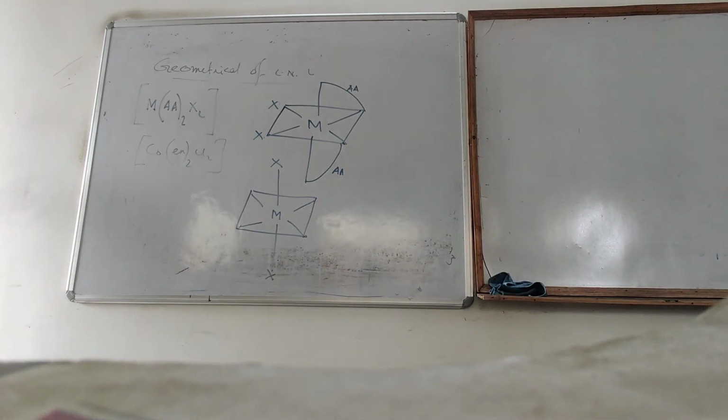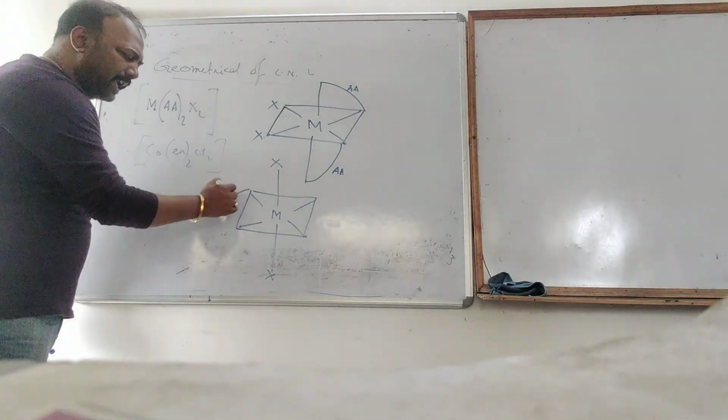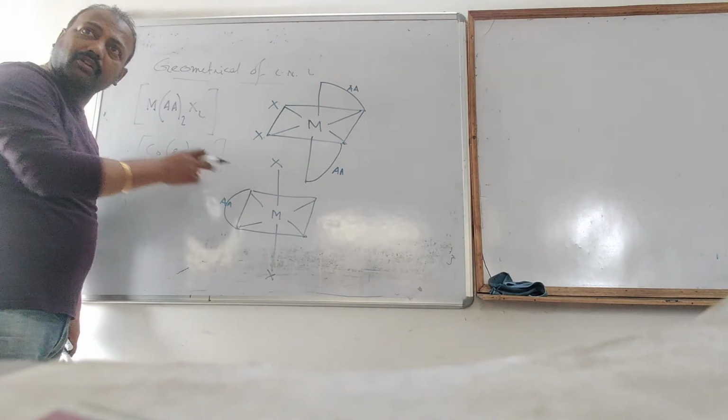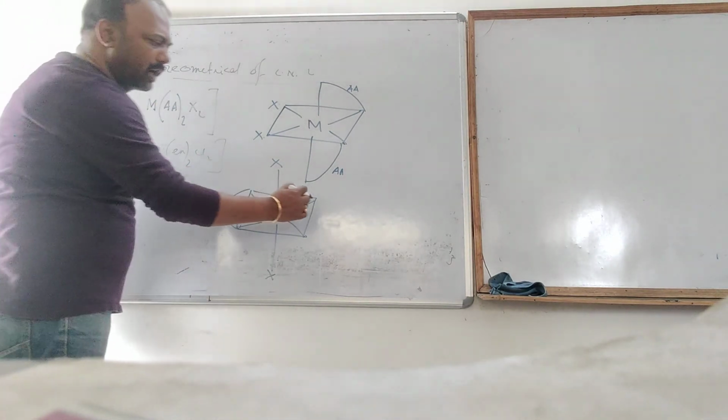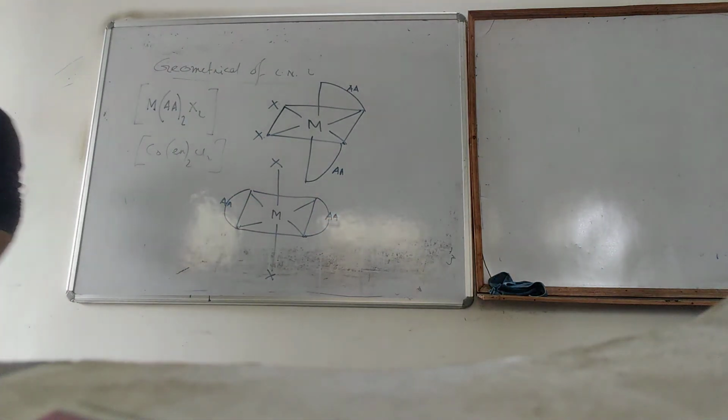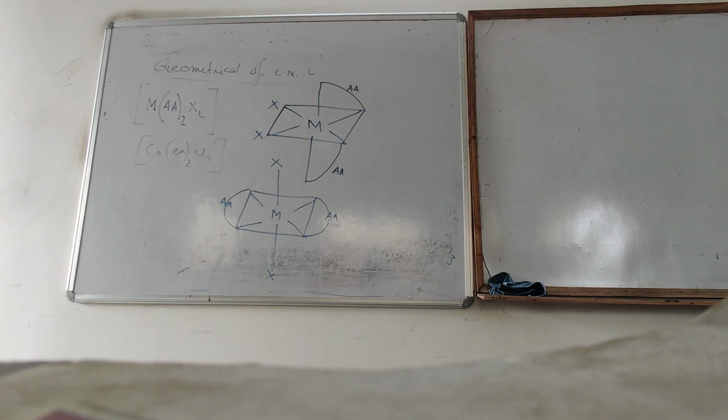Now one AA will be here, occupying these two positions, and one AA will be here, occupying the other two positions. Clear? That is the trans form of it. Is it clear? So that's all about geometrical isomerism. About geometrical isomerism we have finished.